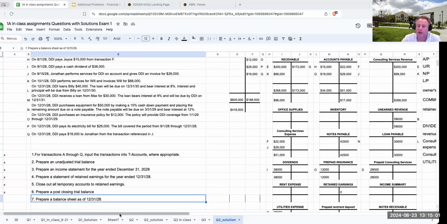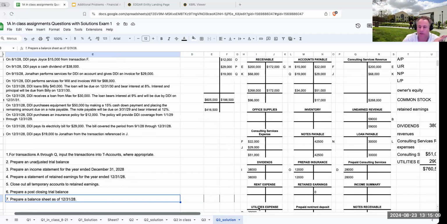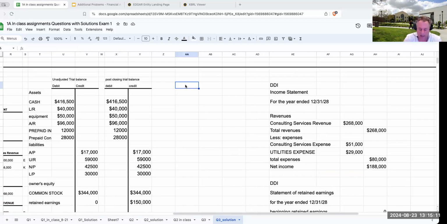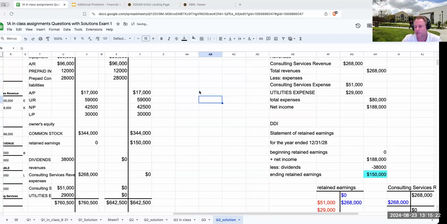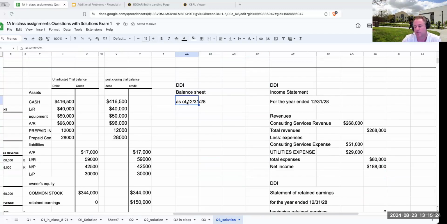So now let's go ahead and prepare a balance sheet. And note, this is a snapshot in time. So it's going to say "as of," or it's just going to list the date. So over here, DDI, balance sheet as of 12/31/28, right? Is it also acceptable just to show the date? The answer is sure, you could say 12/31/28. However, I like saying it's more pronounced if I say "as of" instead of just listing the date.